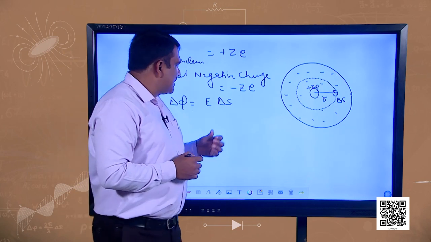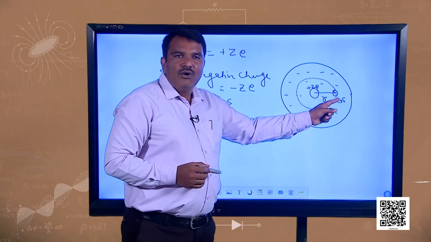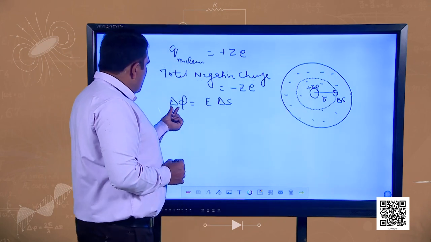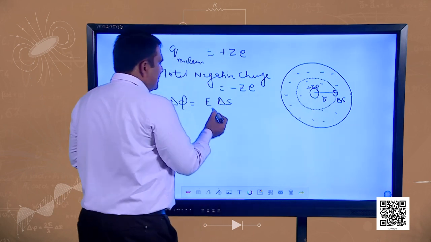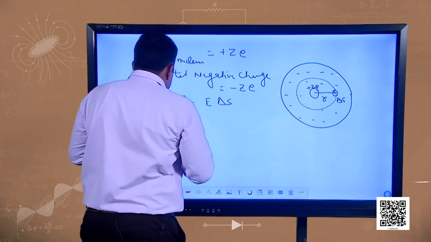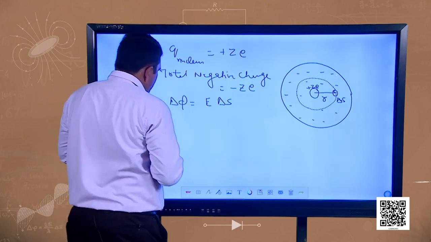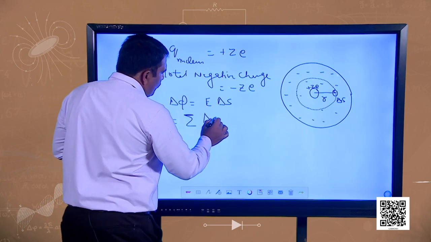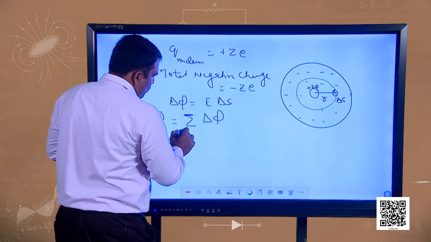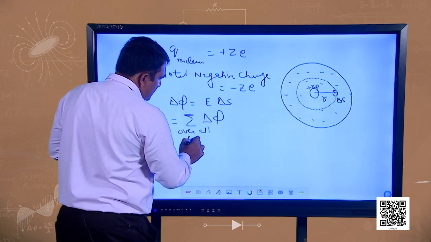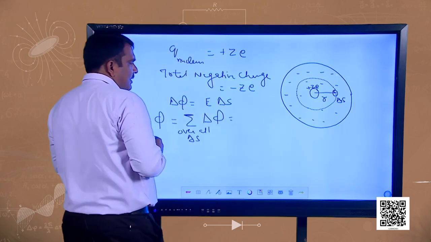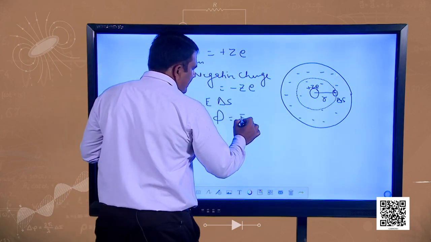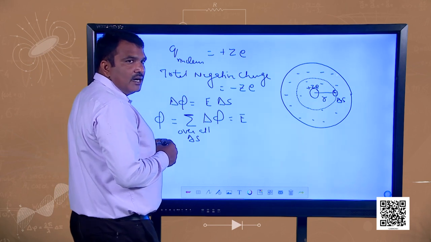So, the angle between electric field and normal at this point, or at all the points on this Gaussian surface, is 0. So, small flux passing through this small area element is E delta S. Now, to find total flux, let us sum over flux of all the area elements over all delta S. And because all the points of Gaussian surface are equivalent, so we can take E electric field outside the summation sign.